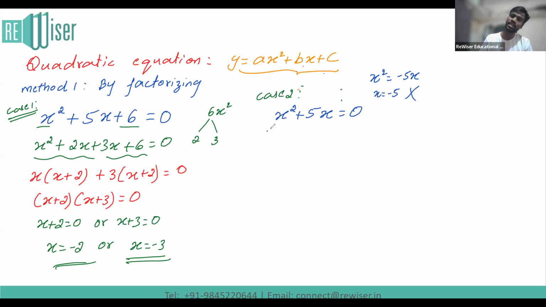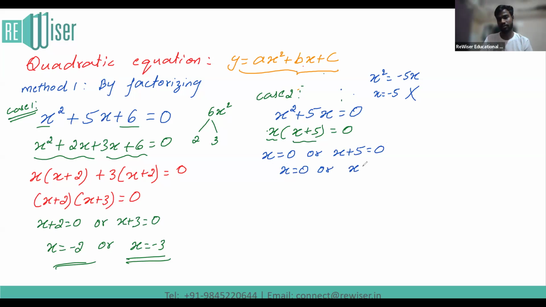I have to take x common out here. If I take x common out, I'll be left with x plus 5 equals 0. Again, here I have 2 factors, and we can equate these 2 factors to 0. Either x equals 0 or x plus 5 equals 0. That gives us x equals 0 or x equals minus 5. This is the right approach to solve it, so do not make a mistake in solving it the other way.